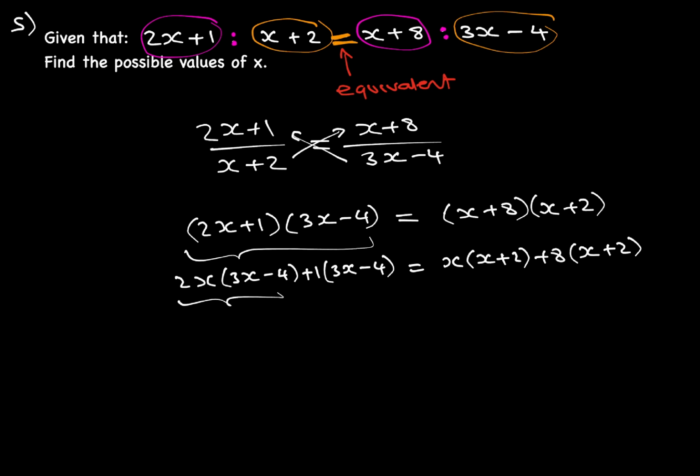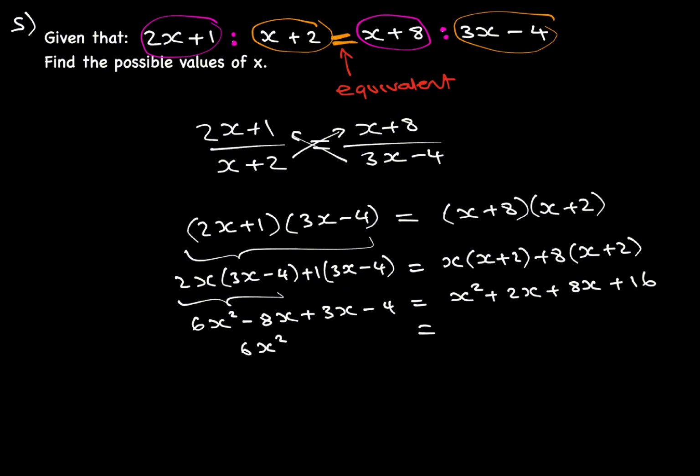So that's going to end up being 6x squared minus 8x plus 3x minus 4 is equal to x squared plus 2x plus 8x plus 16. I'm going to tidy up both sides. So the left hand side is going to be 6x squared minus 5x minus 4. On the right hand side, I'm going to have x squared plus 10x plus 16. And now I can just gather the like terms, make one side equal to 0, and then solve this quadratic.